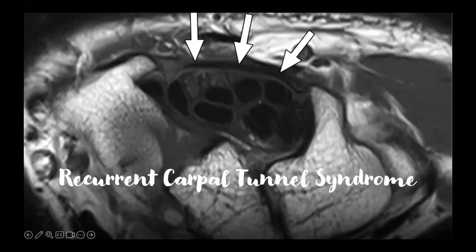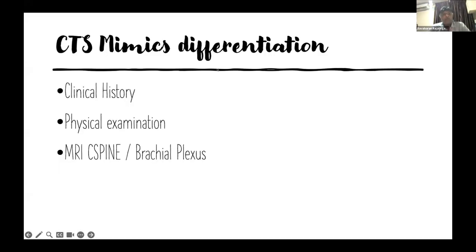Post-operatively, sometimes after the release of the retinaculum, patients develop pain. In those cases, if we image, there will be thickening of the flexor retinaculum again. This is due to postoperative fibrosis that can lead to recurrent carpal tunnel syndrome. So this is the median nerve, and because of the thickening, you could see obviously there is thickening of the flexor retinaculum there.